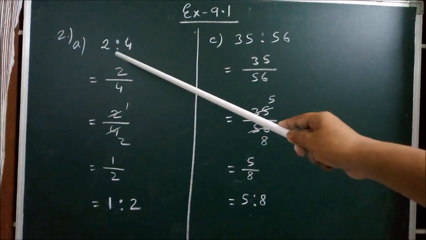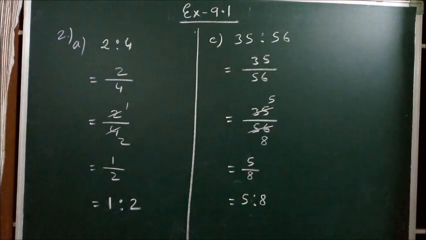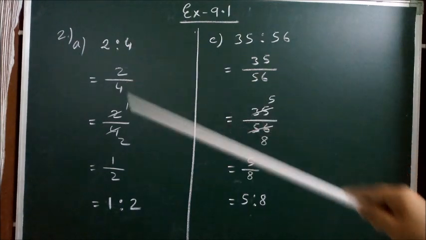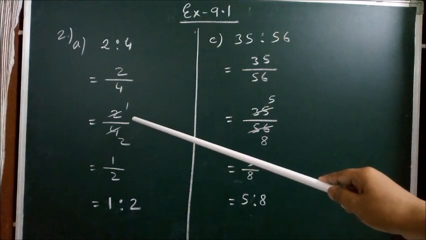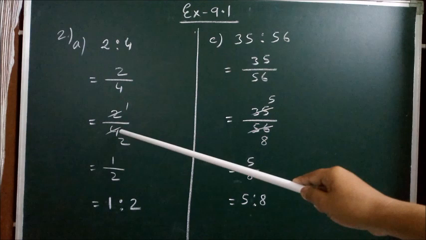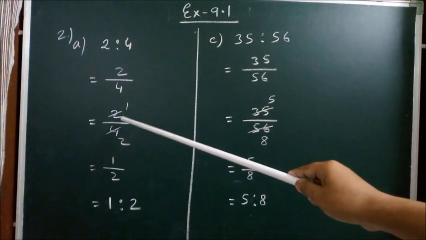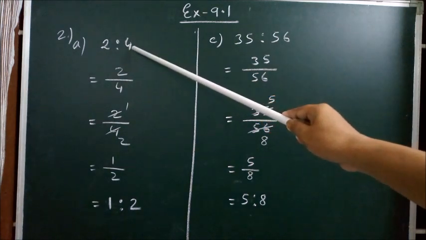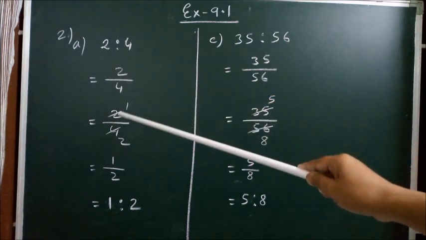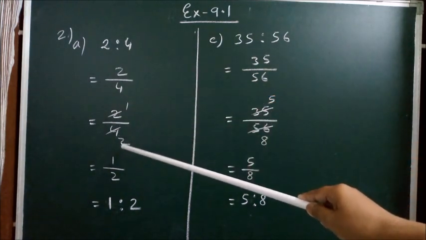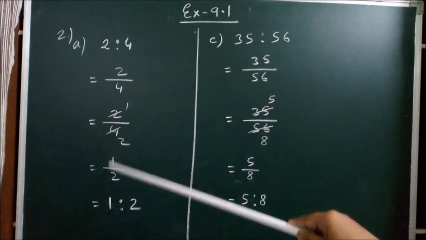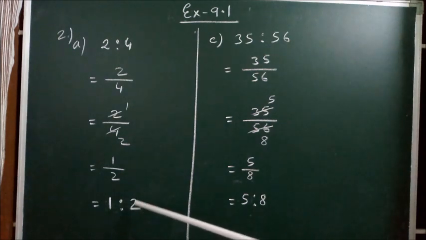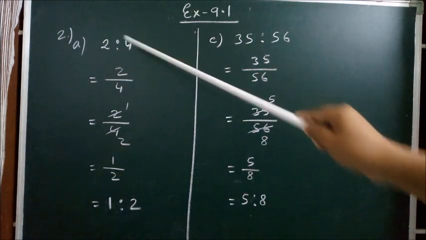It is given 2:4, which can be written as 2/4. Then we can reduce it to simplest form. 2 1s are 2, 2 2s are 4. Both the antecedent and consequent are divisible by 2. So it can be written as 1/2, which is equal to 1:2. So 1:2 is the simplest form of 2:4.